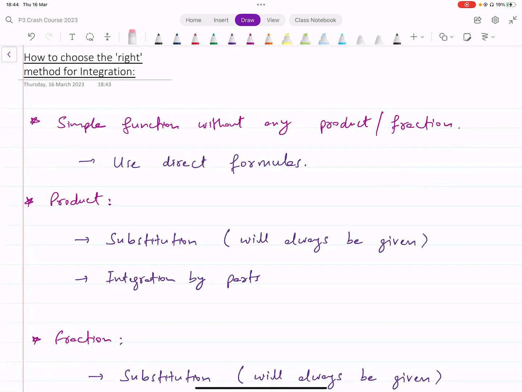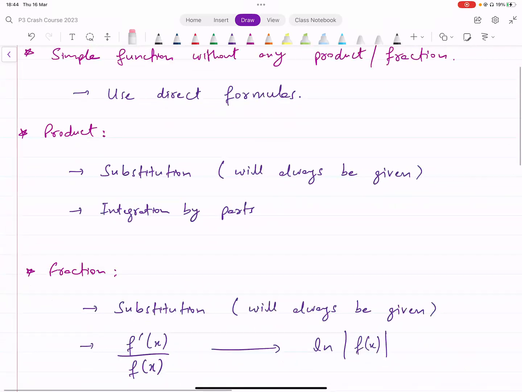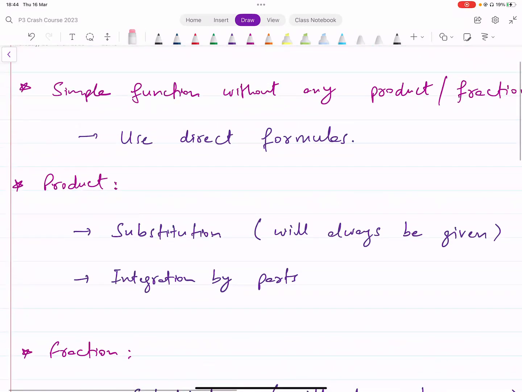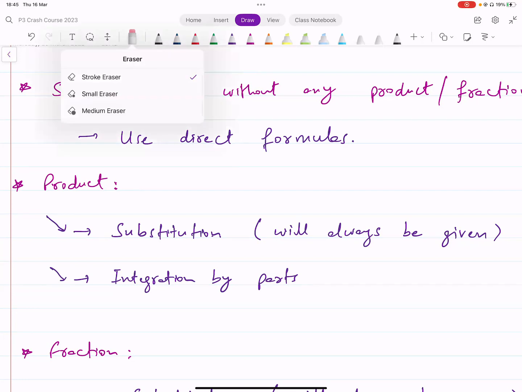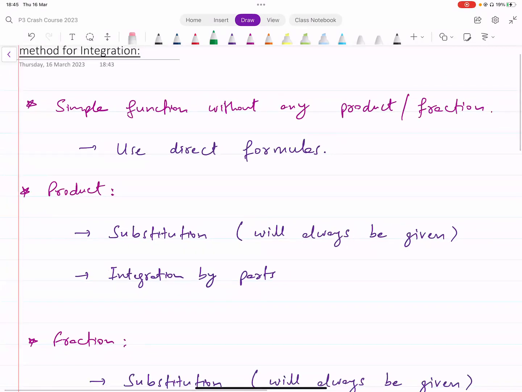Now, if it's a product, there are only two possibilities for integrating it. If you have two expressions being multiplied, one possibility is that you use substitution, and the other is that you use integration by parts. In your syllabus, you will only have to use substitution if it is given in the question. If they tell you to use substitution, you do. If they don't, then there's only one method for integrating products, and that is integration by parts.